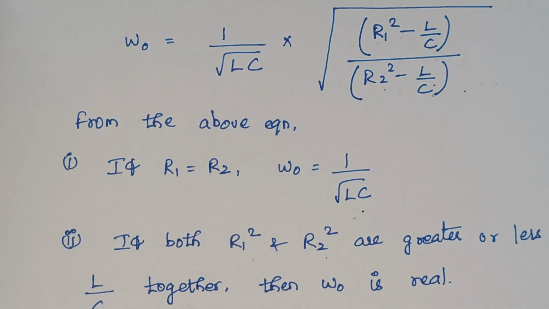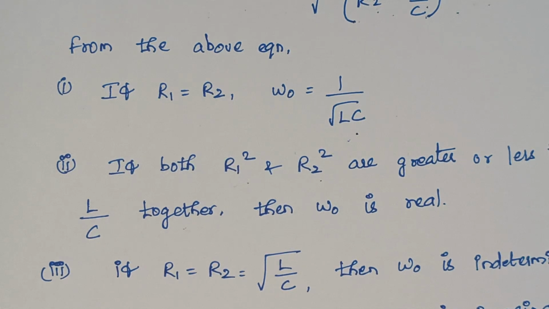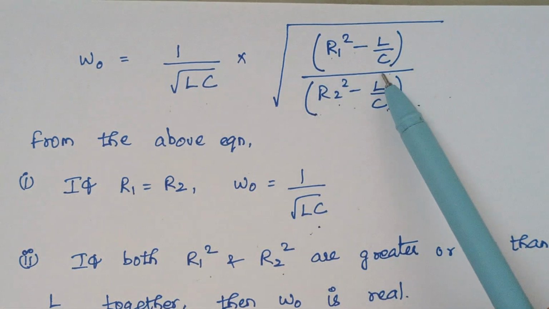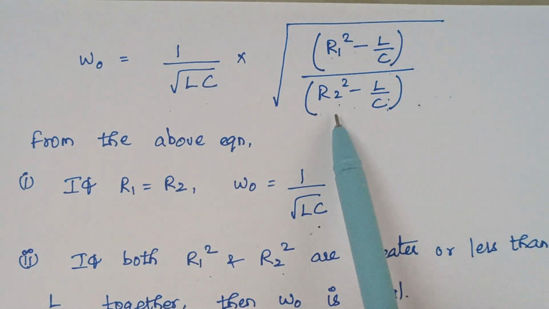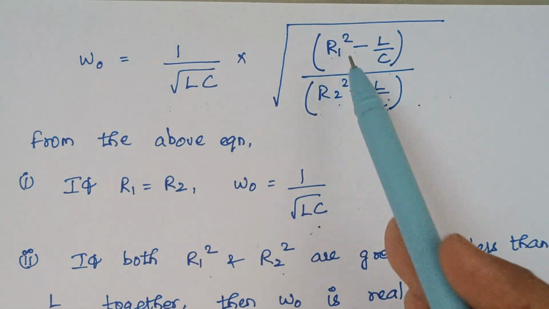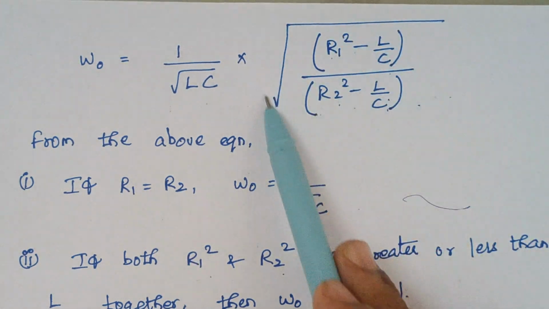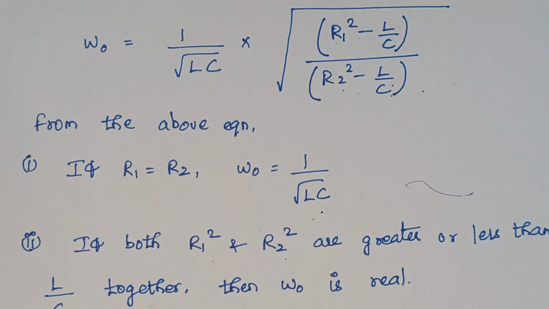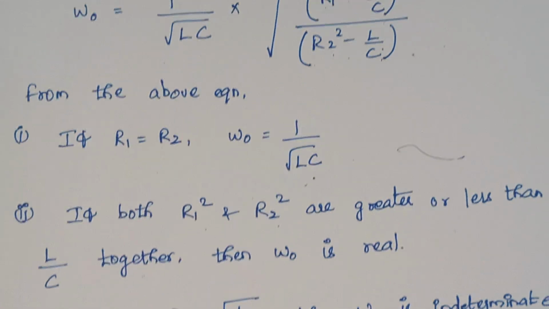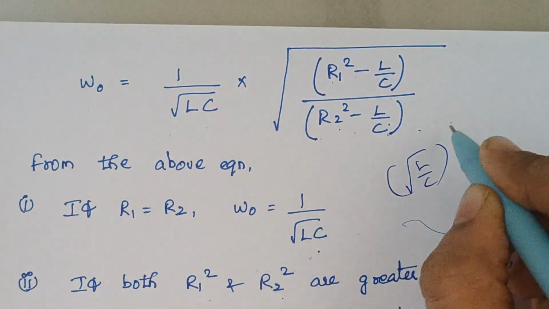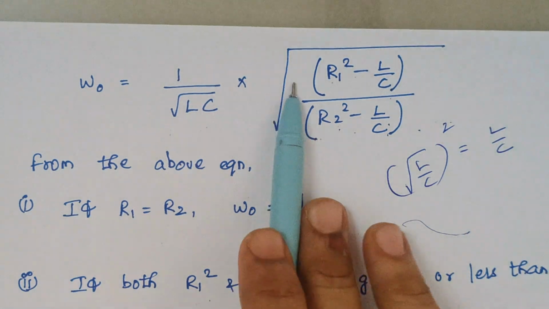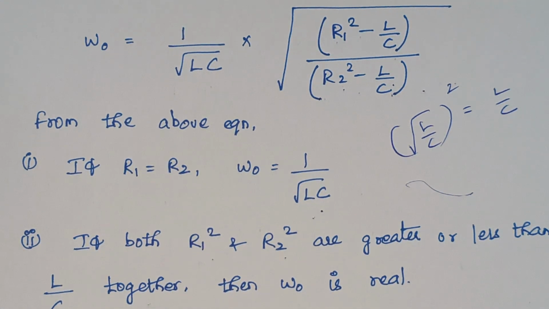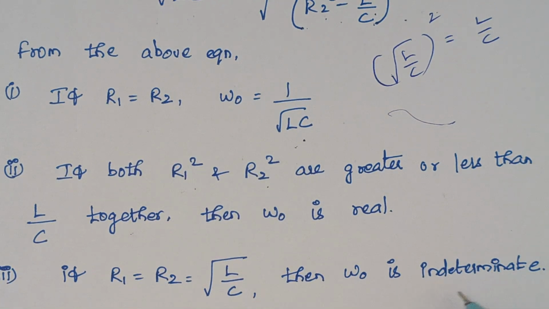Yes. The next thing is, if the value of R1 is equal to R2, then what happens? When R1 is equal to root of L by C here, what happens? The answer is 0. Similarly, when R2 is equal, that is R1, R2, everything is equal, this term becomes 0. So if R1 and R2 equal root of L by C, then root of L by C, when it is whole squared, what is the answer? That becomes L by C. So L by C minus L by C is 0. Similarly, here also it will become 0. Therefore, what happens to the omega naught? 0 by 0. So it is indeterminate.